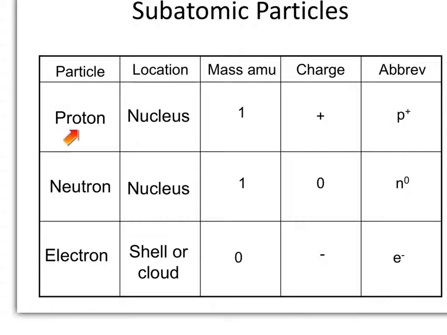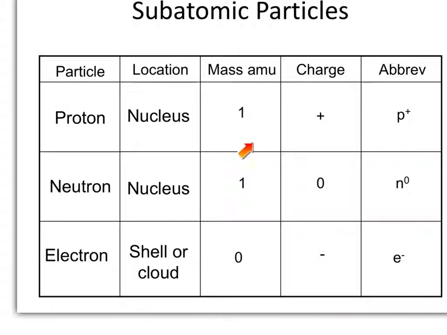Now, when you look at the proton, one of the pieces of information you need to know is exactly where a proton is found. Well, the proton is found in the nucleus of the atom. And the mass of a proton is going to be 1 AMU. Now, AMU stands for atomic mass unit. It is 1/12 of a carbon-12 atom. What's really important for you to know is that a proton has a mass of 1.